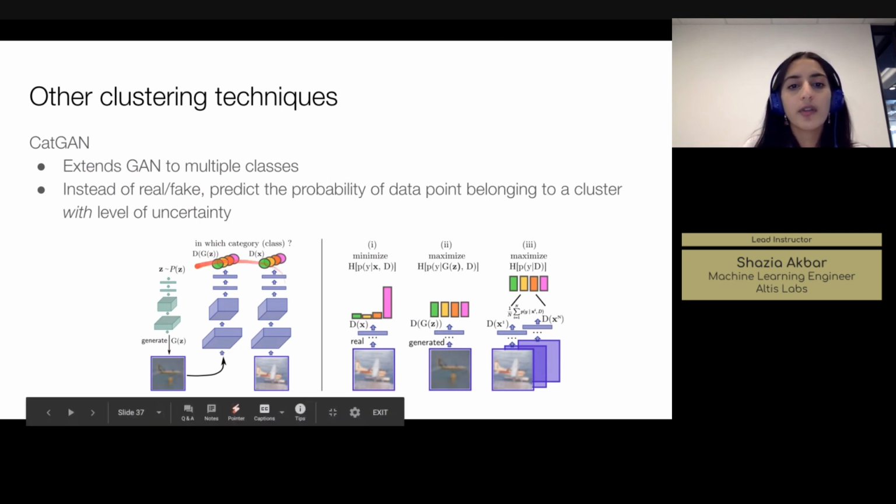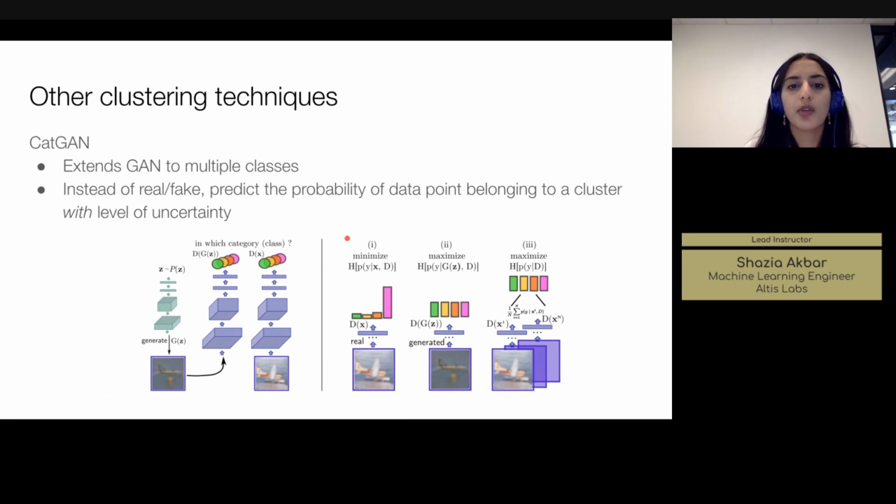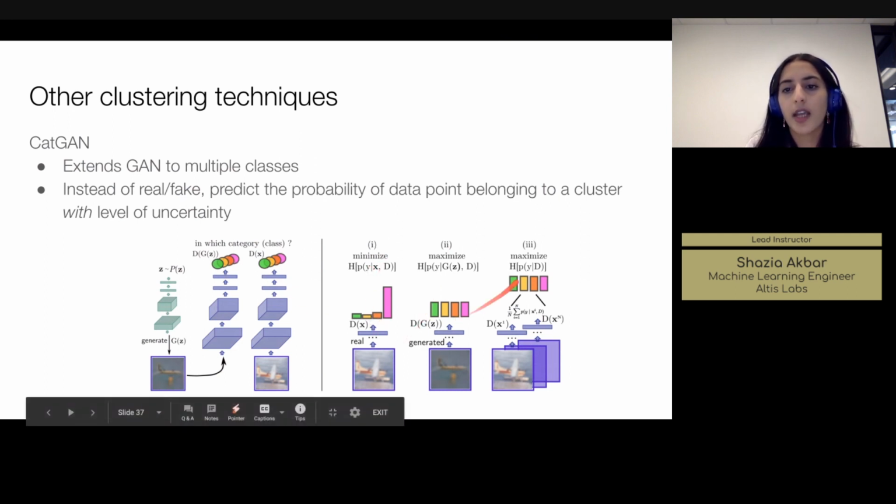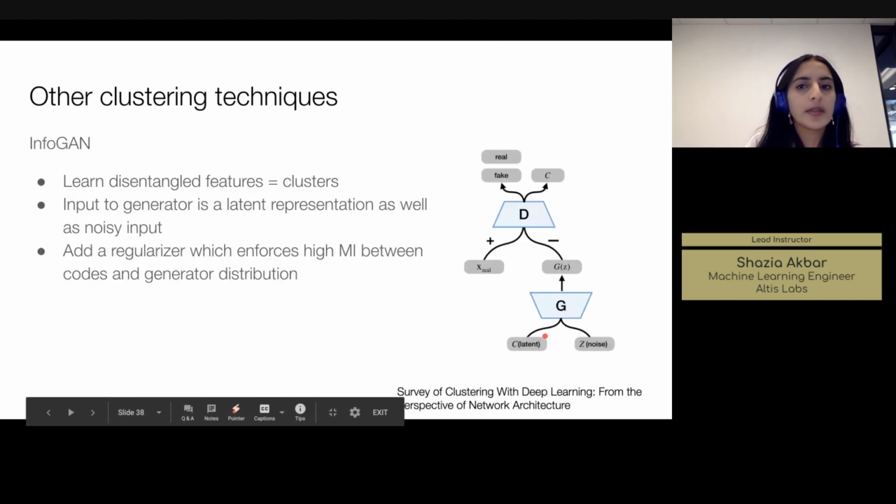Here, all they've done is extend the output from the discriminator to a multi-class output rather than just two classes, as well as learning which cluster a particular image belongs to, and also the likelihood of that image belonging to that cluster. So there's a level of uncertainty as well as actually assigning a cluster label. For each component, they have a loss function defined in order to achieve this. Feel free to look at the paper for further details.